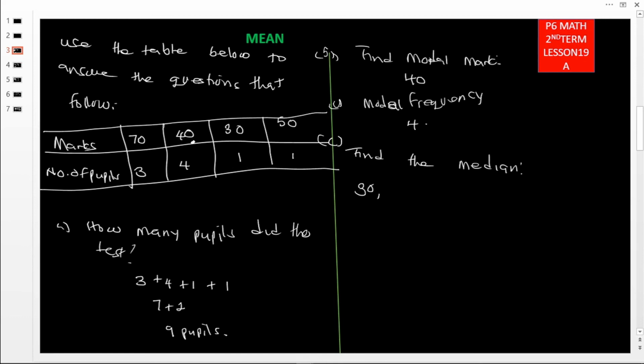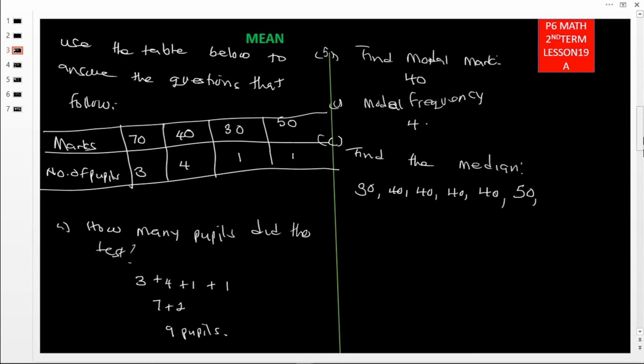Then from 30 we go to 40. How many 40s were there? There were 4 40s because it was obtained by 4 pupils, meaning 40, 40, 40, 40. Then from there, what next? It is 50. And how many 50s? So 50 appeared one time. Then how many 70s? There are 3. They appeared 3 times because they were obtained by 3 pupils.